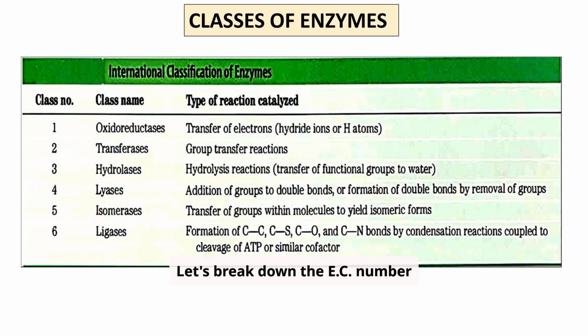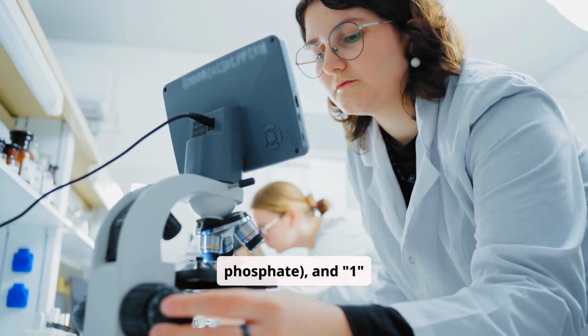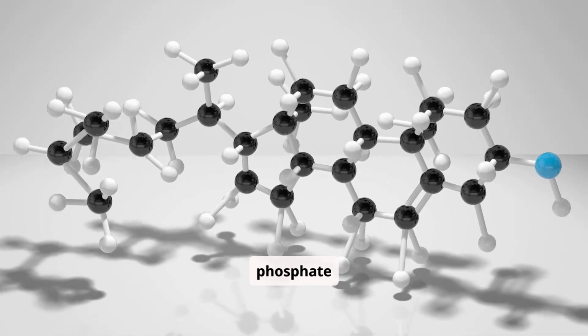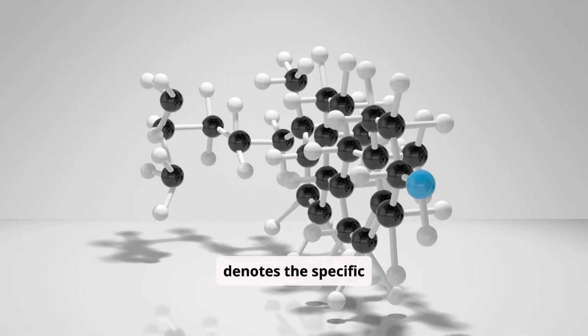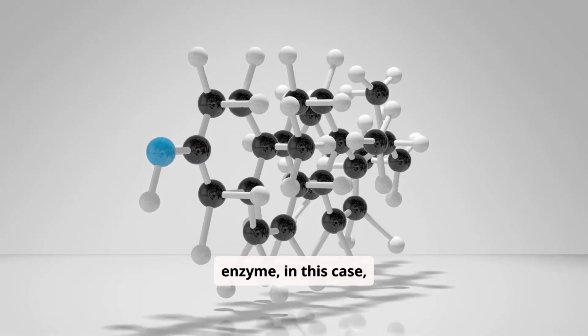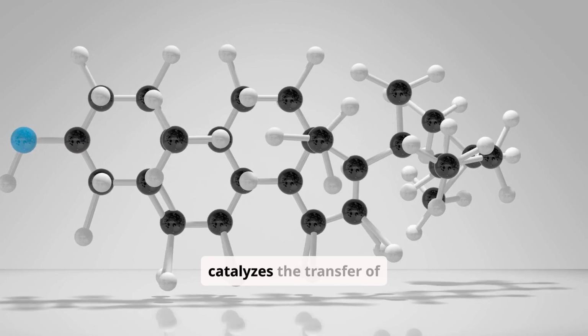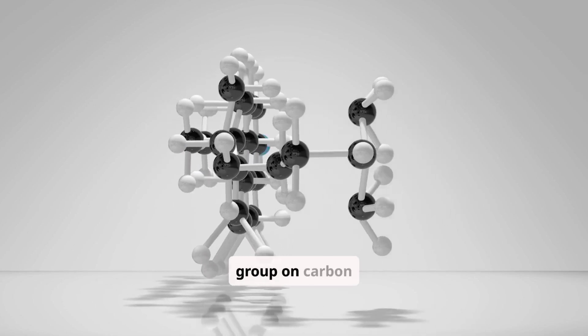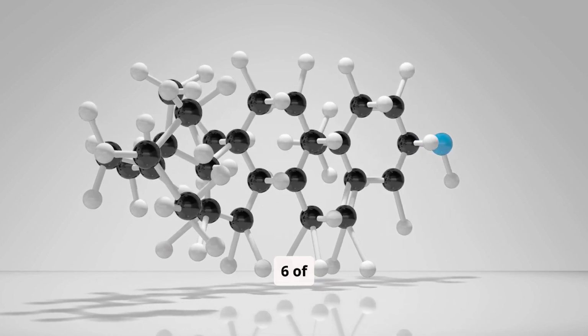Let's break down the EC number with an example, EC 2.7.1.1. The 2 represents the major class, transferases, 7 the subclass, transfer of phosphate, and 1 the sub-subclass, an alcohol group as phosphate acceptor. The final 1 denotes the specific enzyme, in this case hexokinase, which catalyzes the transfer of phosphate from ATP to the hydroxyl group on carbon 6 of glucose.